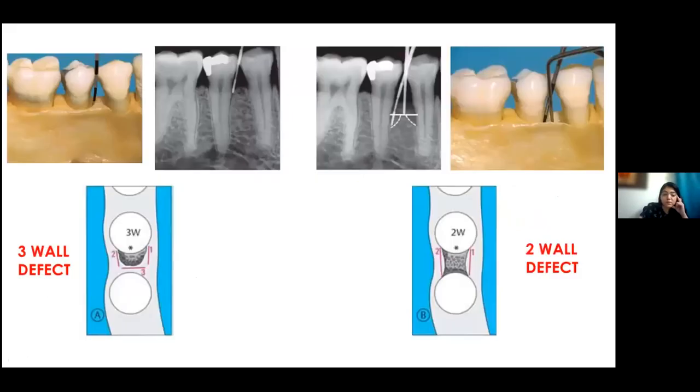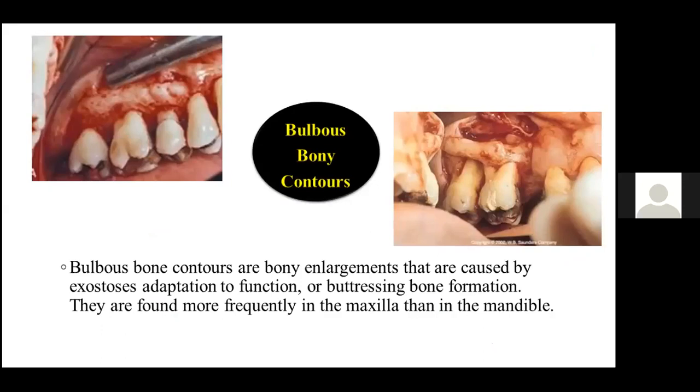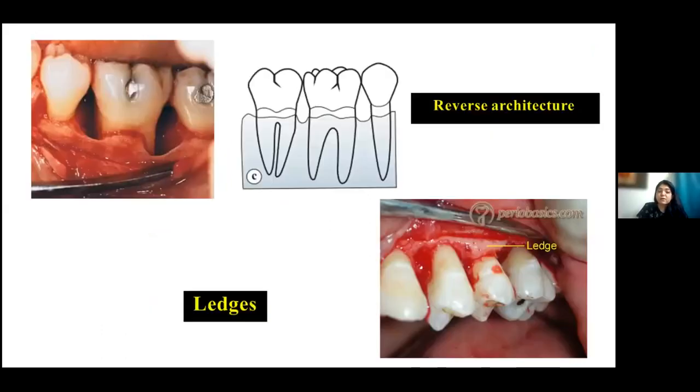Okay, now you all know 3-wall defect means what? 3 walls are present. 2-wall defect, 2 walls are present. 1-wall defect is also known as hemiseptal defect. Very good. Combined defect. What is a moat? All 4 sides are involved. All sides, yes. Then you can have bulbous bony contours. Then you can have reverse.